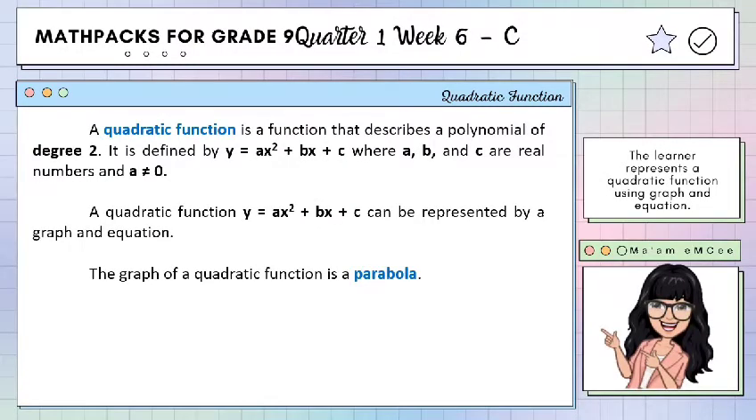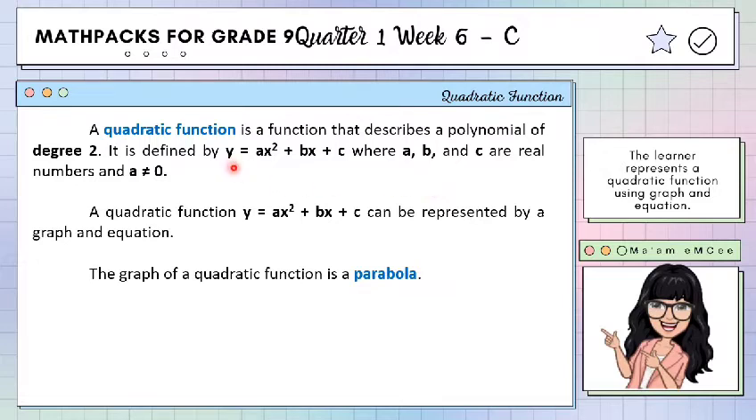So by definition, a quadratic function is a function that describes a polynomial of degree 2. So remember always that a quadratic function is in second degree. This will set the quadratic function apart from all other functions. It is defined by y is equal to ax squared plus bx plus c, where a, b, and c are real numbers and a must not be equal to 0.